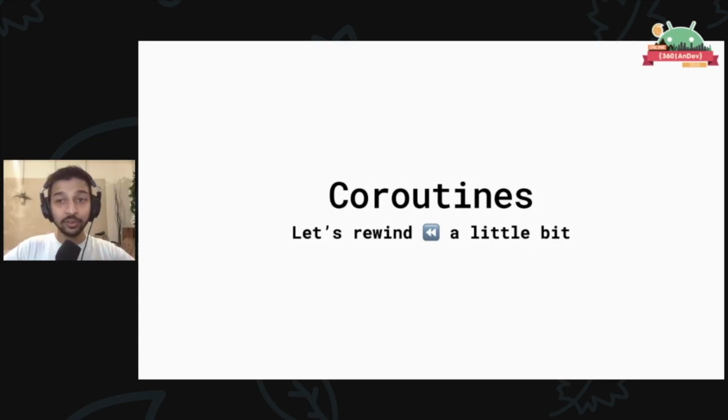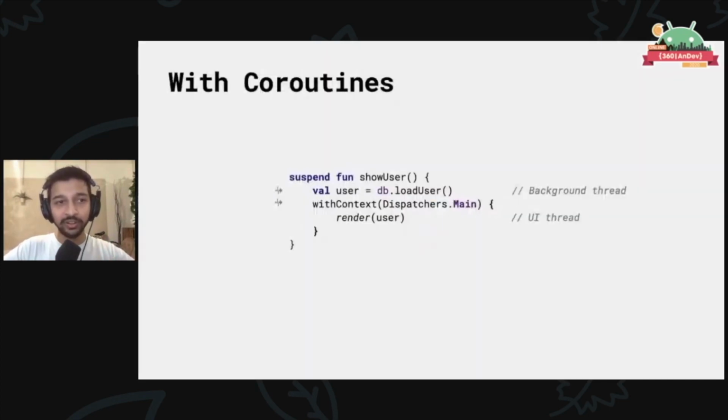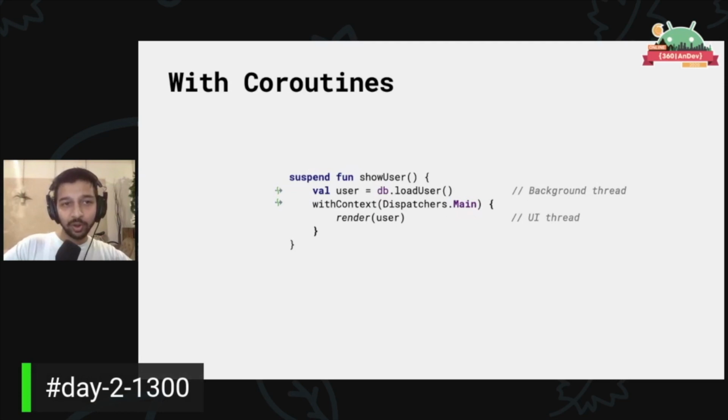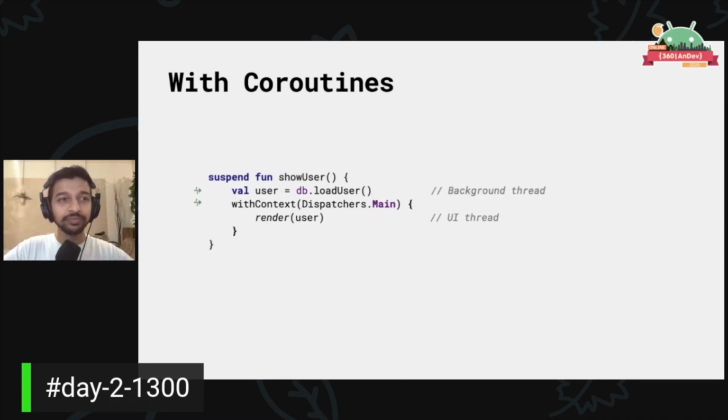Coroutines simplify asynchronous programming in general and especially on Android. Here is an example of a suspend function called showUser, which internally loads the user from the database. Since it's a suspend function, it will run on the background thread. We use the withContext function, which allows us to switch the thread inside the suspending function and change the thread to main thread and call the render function. And that's it. That's how easy asynchronous programming is with coroutines.